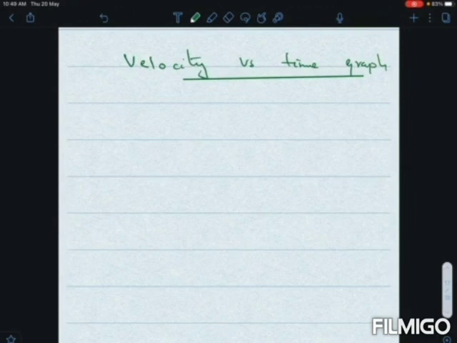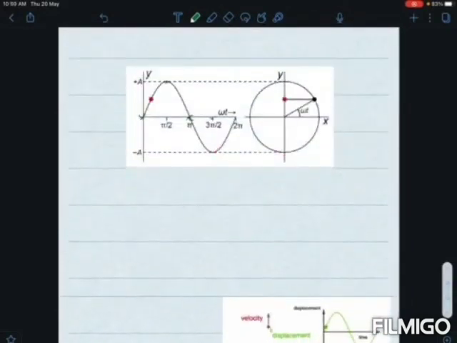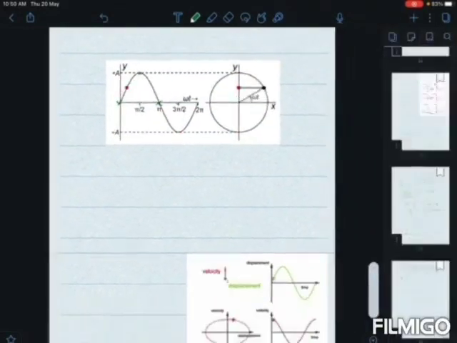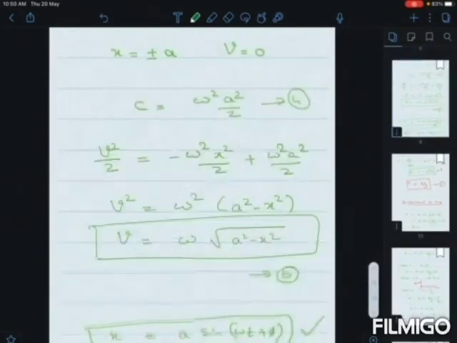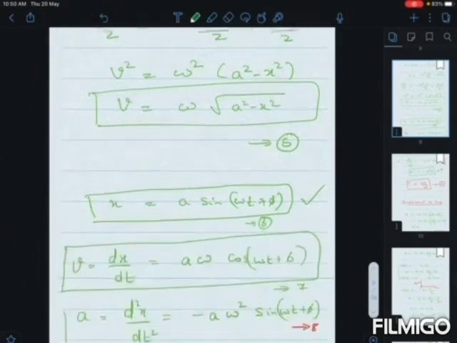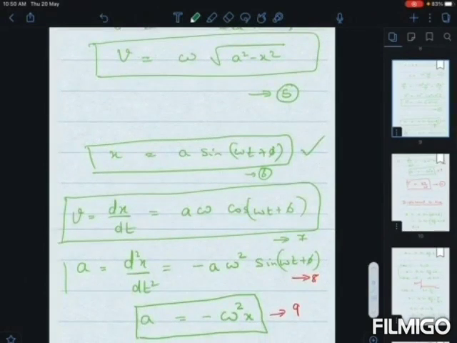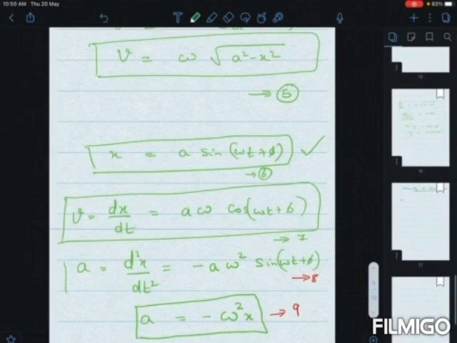Now we can see that V is equal to, you have seen the equations, I just don't want to scroll much. So you can see that we have V is equal to omega under root of a square minus x square. Not only that, again we were taught that V is equal to dx by dt, in terms of sine, cosine function, it is a omega cos omega t plus phi. So we'll take that equation for the graphical representation.